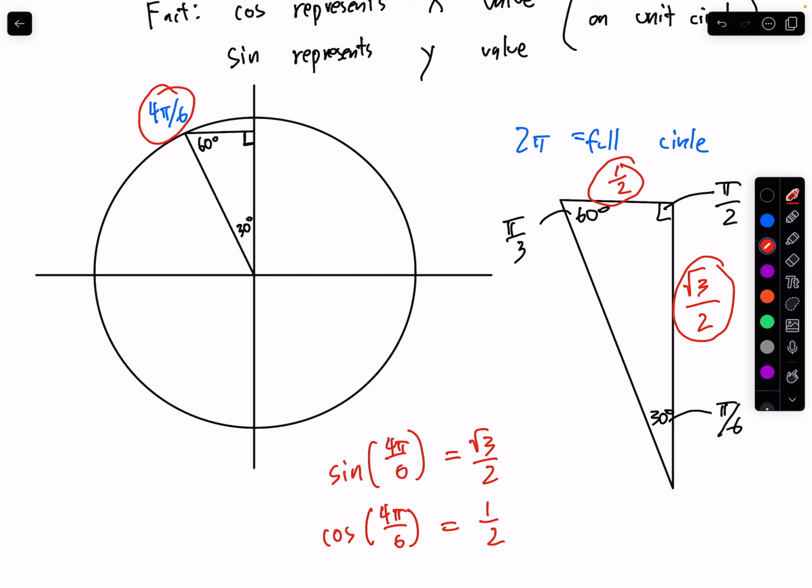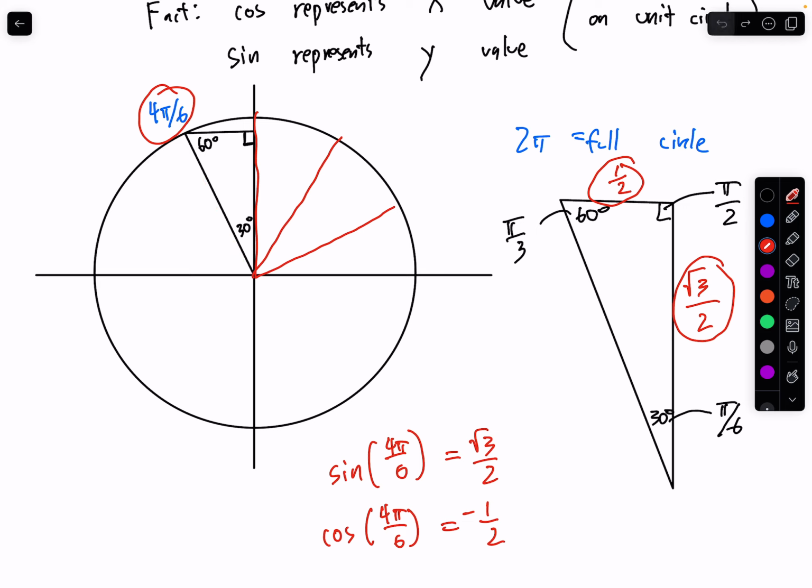And now, that's the distance, but you want to know, is it positive or negative? Sine is up and down, so that's positive. Cosine is to the left of the axis, so that's negative. So negative half like that. All right, so now, anytime I have any multiple of pi over 6, I just would think, okay, what triangle am I at? And figure it out from there.